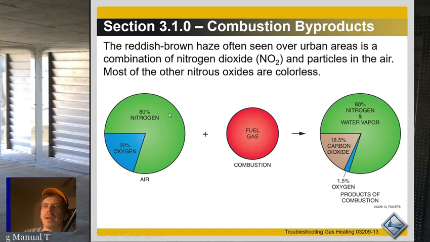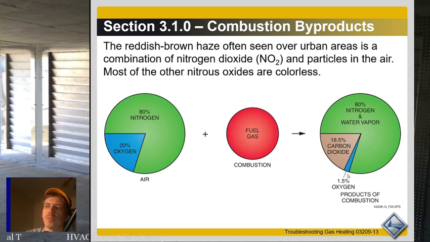So you have air that is 80% nitrogen, 20% oxygen. That's a little simplified. There is actually a small sliver of other stuff in there. But for the most part, we're somewhere around 20% oxygen concentration in normal air. Fuel gas, once you reach combustion, you mix that fuel gas with the air while it's burning. You have 80% nitrogen and water vapor, 18.5% carbon dioxide, and 1.5% oxygen. And that is basically your dilution air, right?